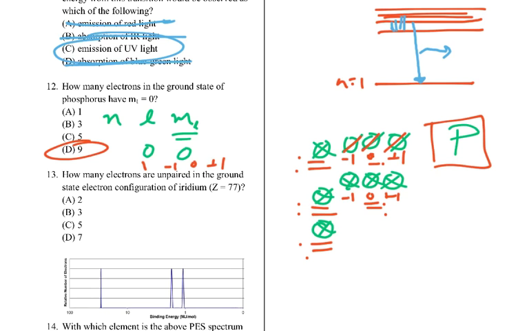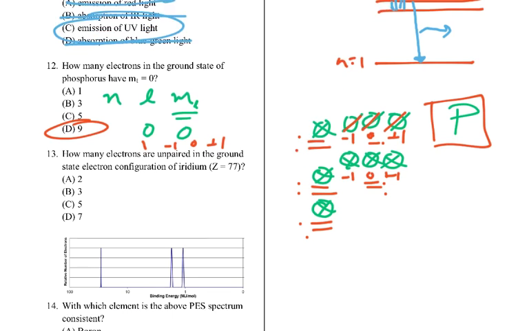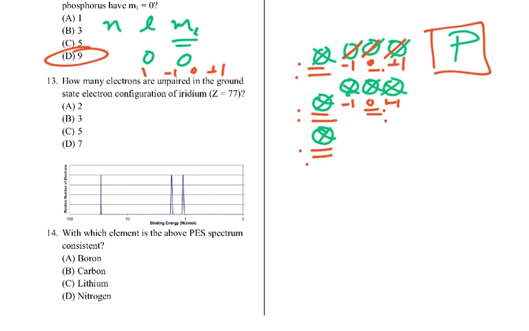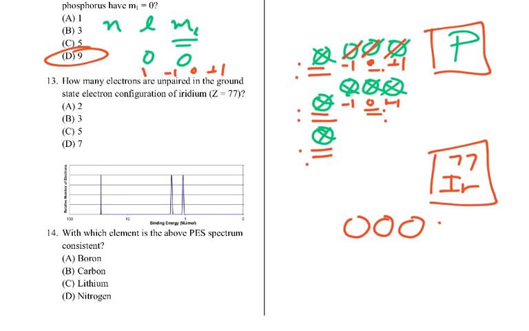Okay, number 13. We'll look at this and say, how many electrons are unpaired in the ground state configuration of iridium? Okay, so iridium, how many electrons are unpaired? Well, if we look at iridium on the periodic table, we're going to find it's kind of down in the d orbitals. It's number 77. It's in the d orbitals, and if you count up the d orbitals, 1, 2, 3, 4, 5, 6, there are 7 electrons in the d orbitals.